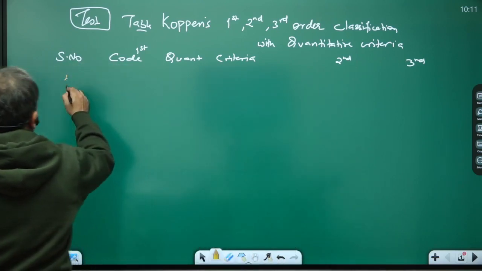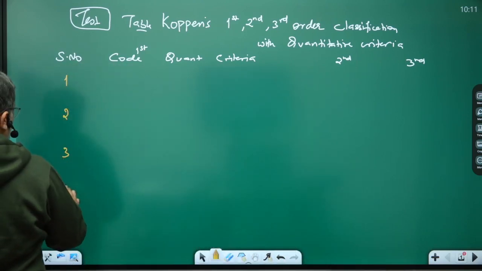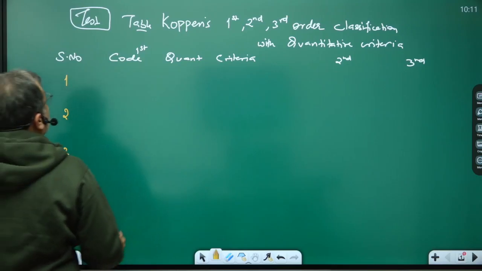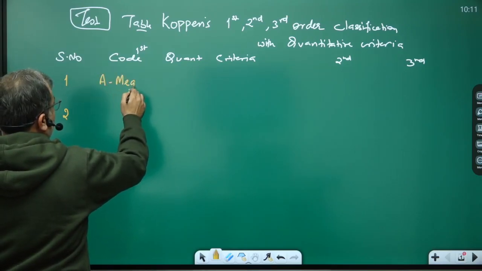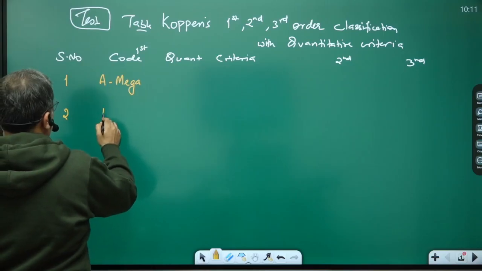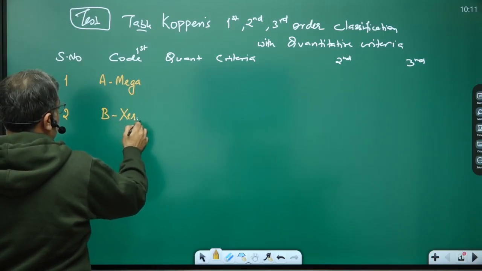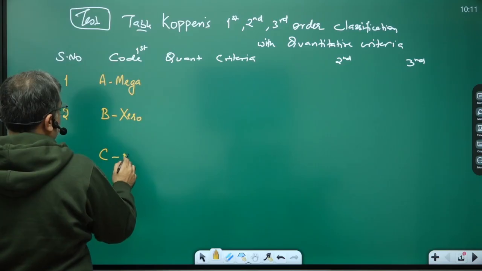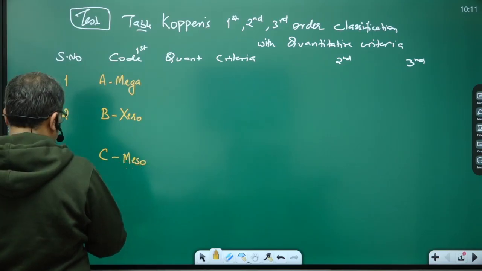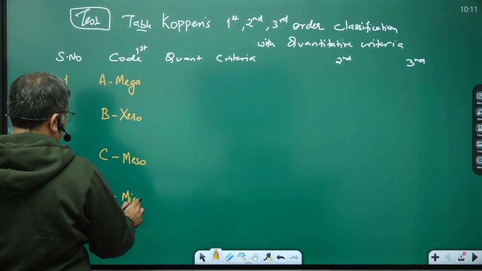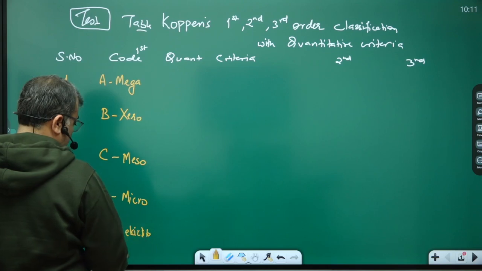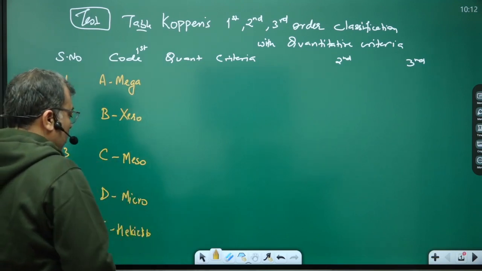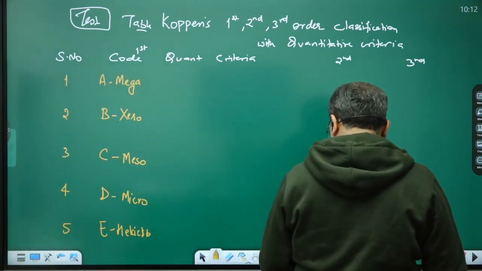So 1, 2, 3, 4, 5. First code is A, megatherm; B, xerophyte; C, mesotherm; D, microtherm; E, hekistotherm. Yes. What is the quant criteria? How many of you remember the quant criteria also?